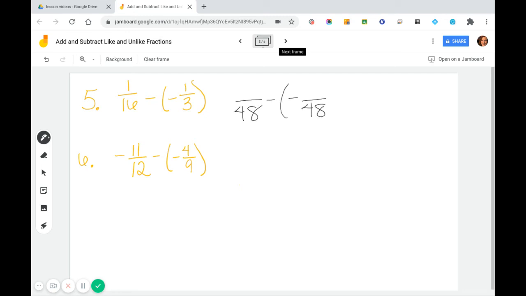So on my first one, to get from 16 to 48, I multiply by 3. So then I'm going to do 1 times 3 and get 3. To get from 3 to 48, I multiply by 16. So then I'm going to take 1 times 16 and get 16.